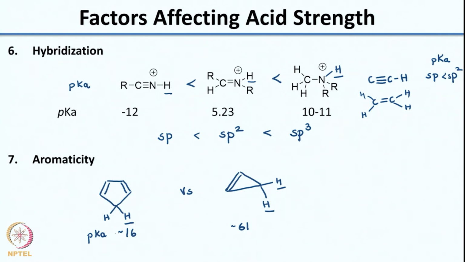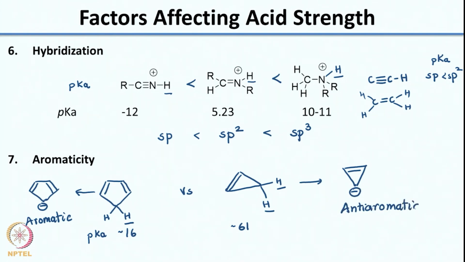This is quite acidic as compared to the cyclopropene, and the reason being that in this case the conjugate base that you generate is aromatic. So, you have added stabilization due to aromaticity, whereas in this case the conjugate base that you generate is anti-aromatic, which makes it highly unstable. So, these are some of the factors that affect acid strength.